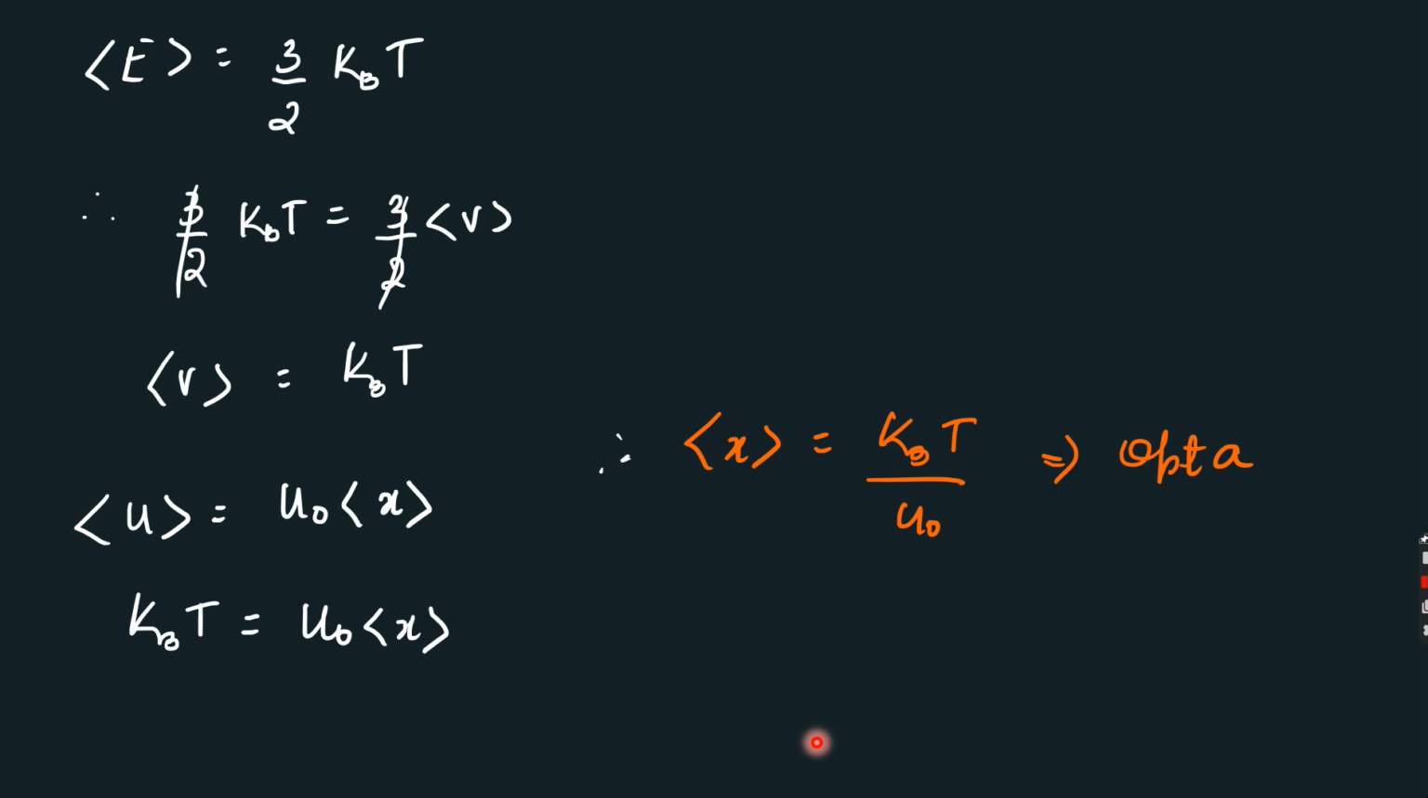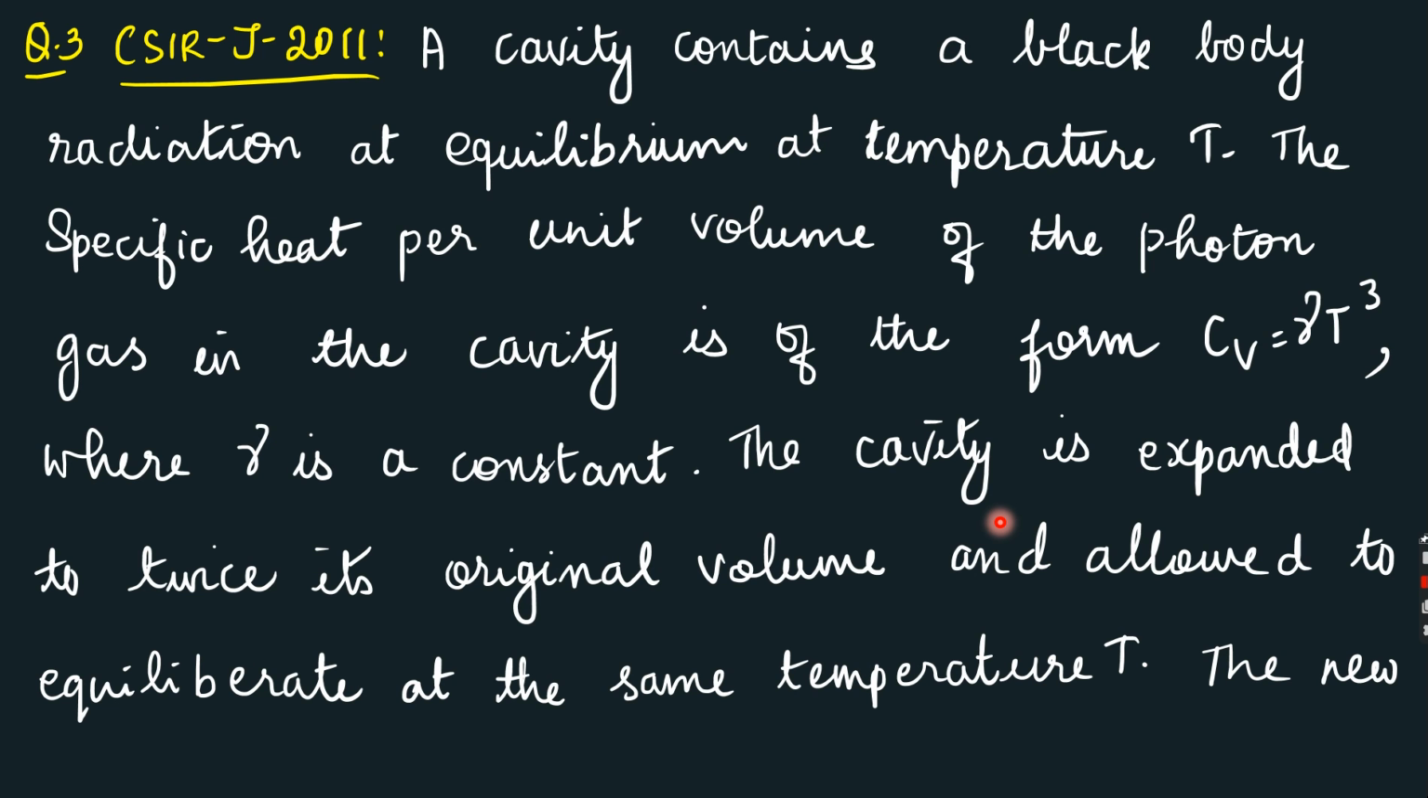And I also know that my potential is equal to U naught into x. So here V is basically the expectation, right? Expectation of this is the expectation of V. So basically I take the expectation of the given potential. So here it will be U naught into expectation of x. So I'm just going to equate my V with kBT. So kBT is equal to U naught into x. So my x will be kBT by U naught, which is equal to option A. Okay, so let us see the third question.